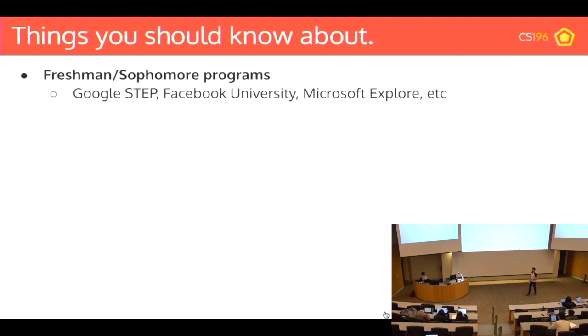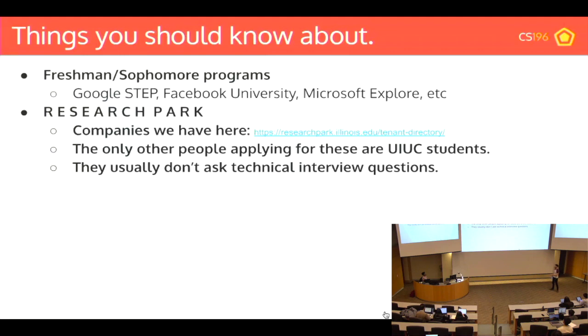So here are some things that you should know about. First thing is freshman and sophomore internship programs. Google STEP, Facebook University, Microsoft Explore, all of these are companies that have programs dedicated to underrepresented minorities, people without that much experience, whatever it may be. Definitely just throw an application at them.